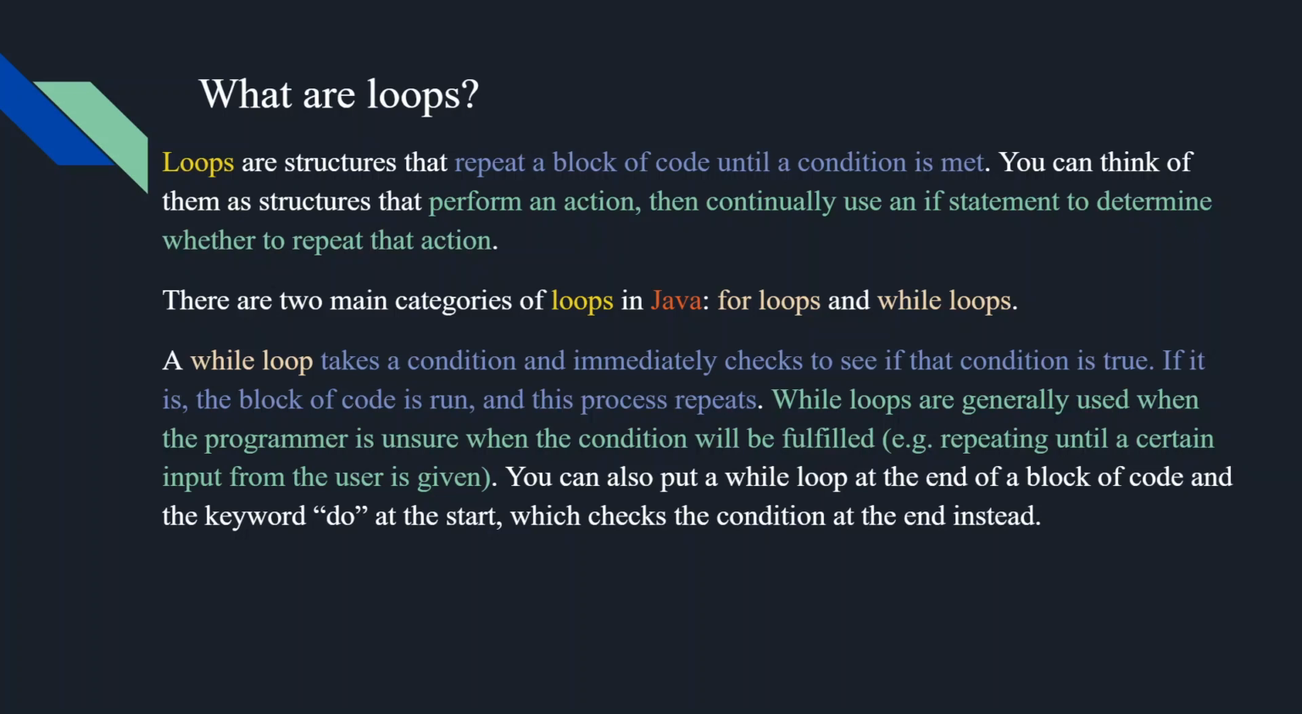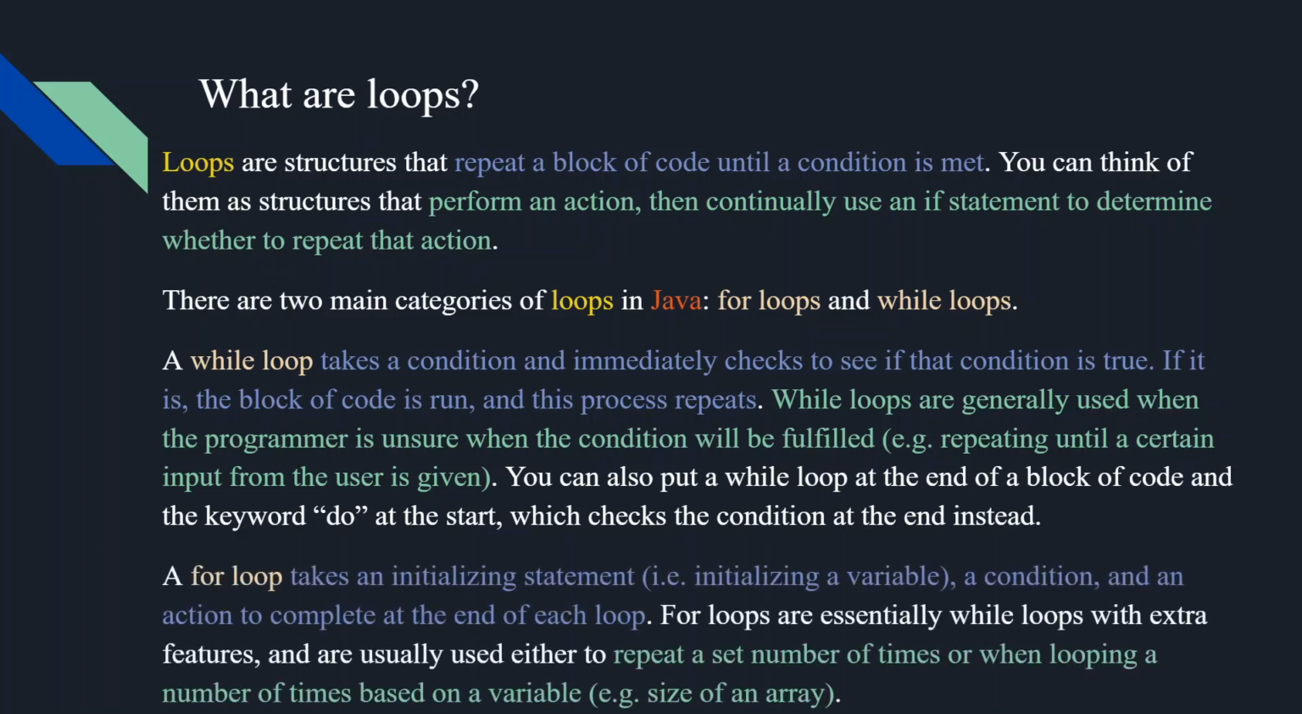You generally use a while loop when you do not know when a condition will be fulfilled, such as when you're getting user input or waiting for a boolean to change status. You can also use the keyword do before the block of code, and put the while statement at the end, which runs the block of code once before checking the condition and looping.